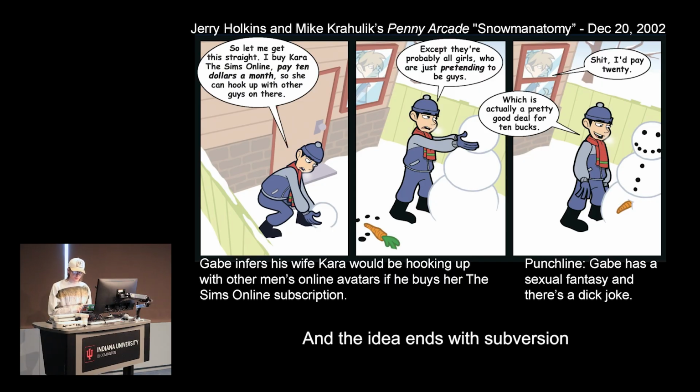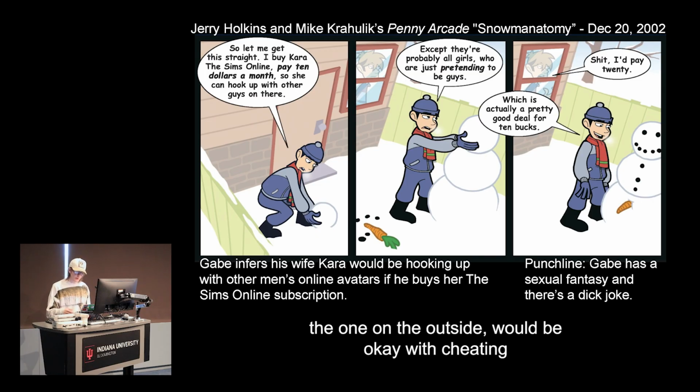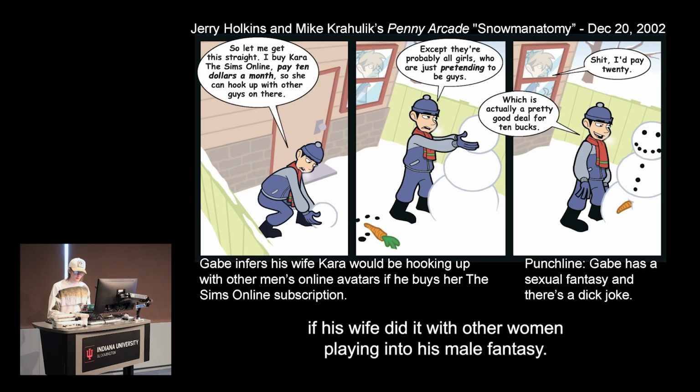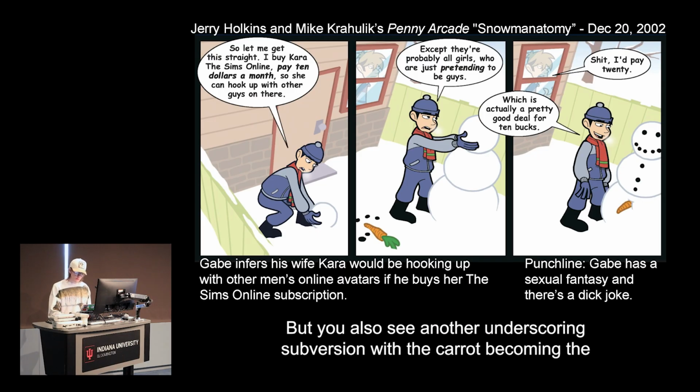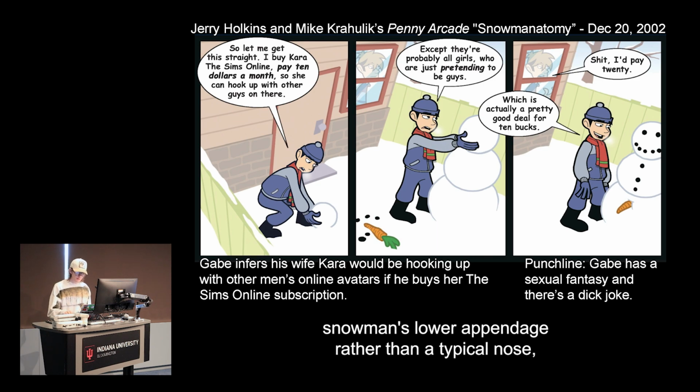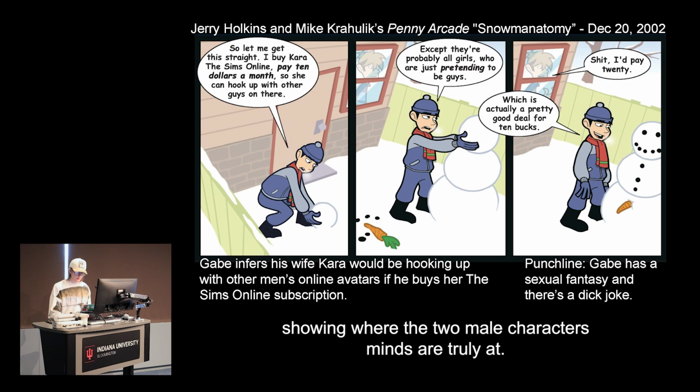And the idea ends with subversion, giving the punchline that Gabe, the one on the outside, would be okay with cheating if his wife did it with other women, playing into his male fantasy. But you also see another underscoring subversion with the carrot becoming the snowman's lower appendage rather than a typical nose, showing where the 2 male characters' minds are truly at.